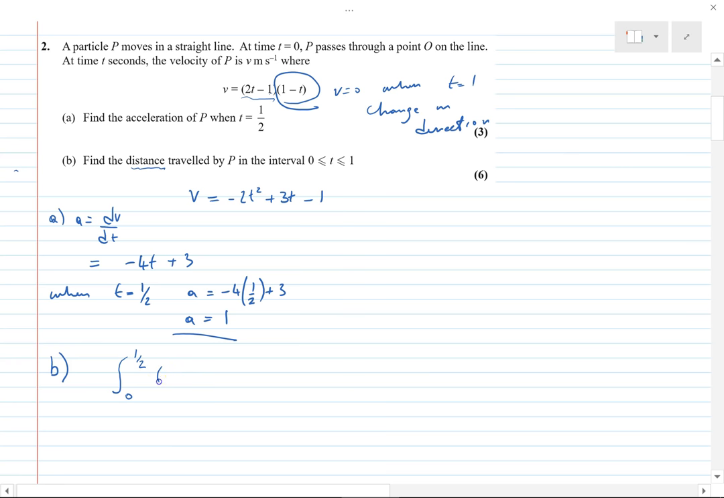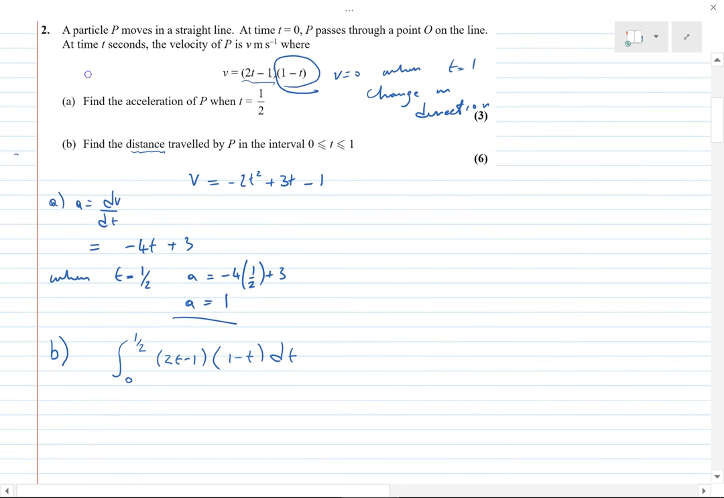So if we integrate this between that interval, we'll get how far it's travelled and the direction it's gone within that time interval. So that will be equal to the integral from a half to naught of minus 2t squared plus 3t minus 1 dt. Integrating that, I get minus 2/3 t cubed, adding 1 to the power, divided by that. Adding 1 to the power there is 3/2 t squared, divide by that number, and minus t. That integrated between a half and naught.